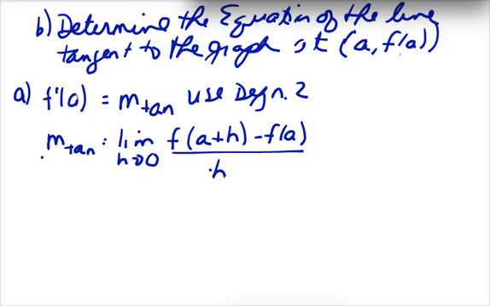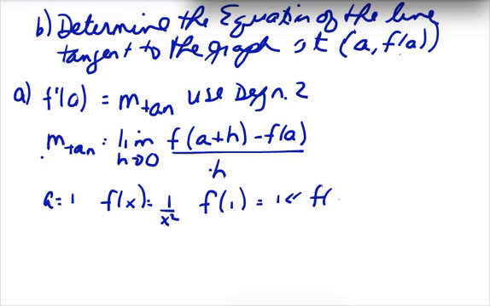So you're given a equals 1, and you have the function f of x equals 1 over x squared. So f of 1, it's not given, you have to compute it. F of 1, when you substitute it into the equation, is simply equal to 1. So that's your f of a. So now the point that we're looking at is 1, 1. This is a, and this is f of a.